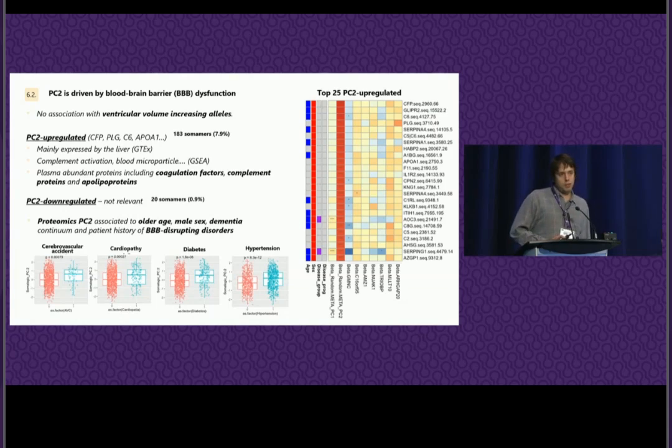On the other hand, the PC2 signature was not associated with ventricular volume increasing alleles, indicating a different biological background. And what we found is that the top upregulated proteins by these PCs were mainly plasma-abundant proteins synthesized by the liver, and included coagulation factors, complement proteins, and apolipoproteins. So we concluded that this PC was likely caused by blood-brain barrier dysfunction. And also an interesting finding was that the proteomics PC2 is very strongly associated with age, male sex, and the dementia continuum, as we showed earlier, and also with a patient history of BBB-disrupting disorders, resembling the connection between these disorders, BBB damage, and dementia.